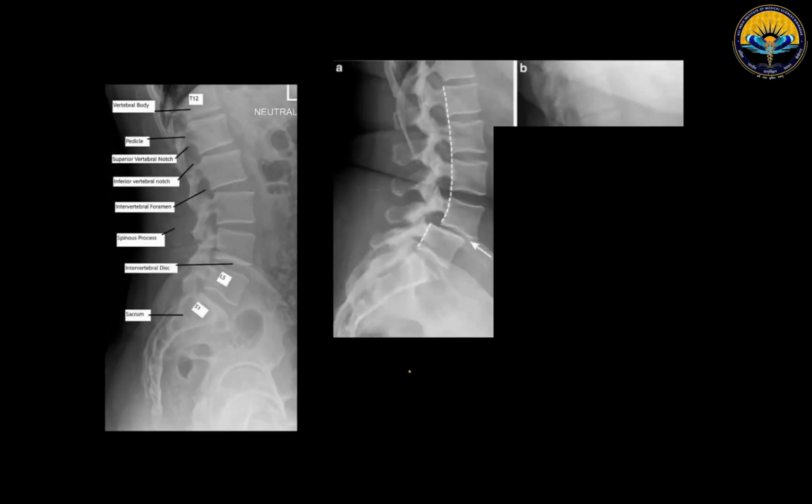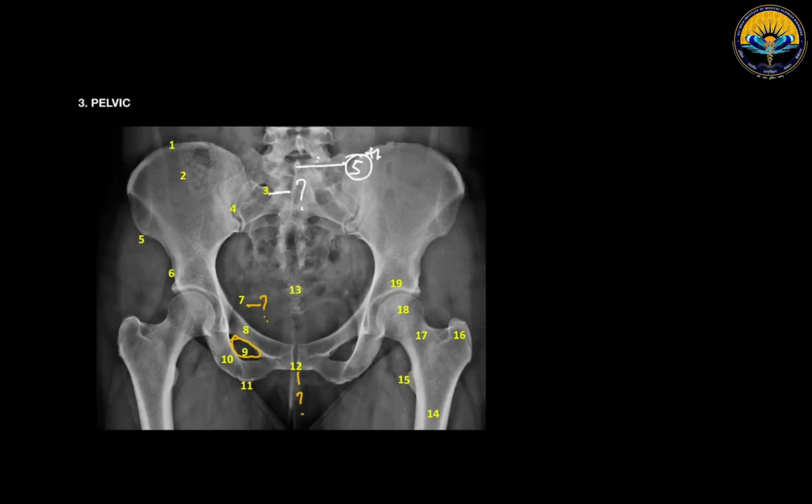And the 17th number is the femoral neck, and just above it is the femoral head. And the 19th number, you try to find it out, or should I tell you? Yes, the 19th number is the acetabulum. Okay, so this is the normal anatomy of the pelvis.